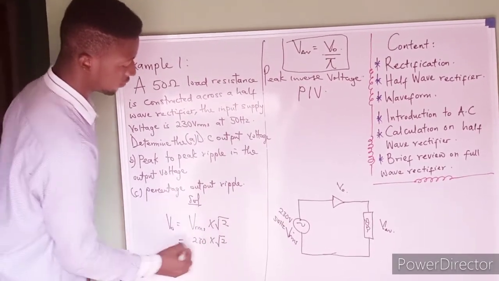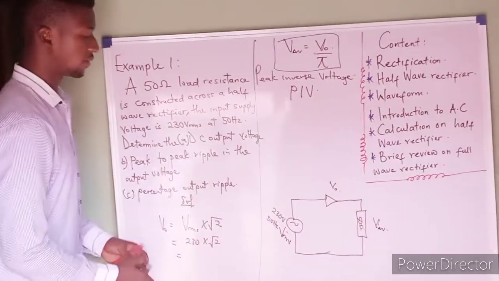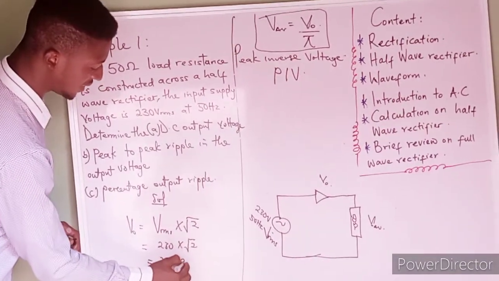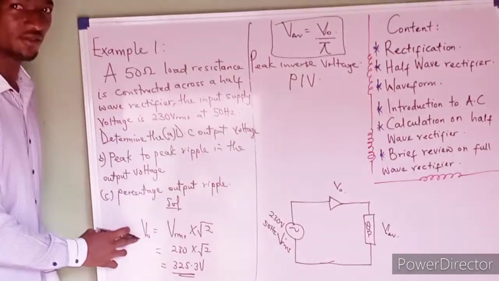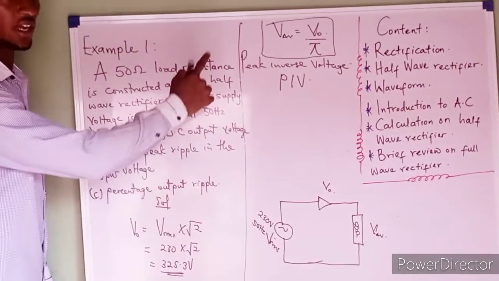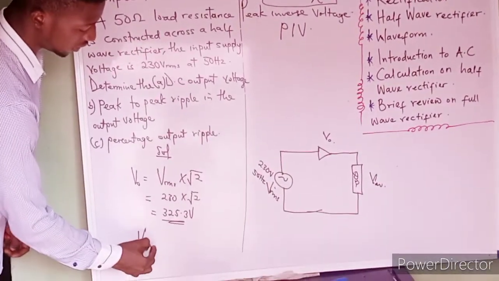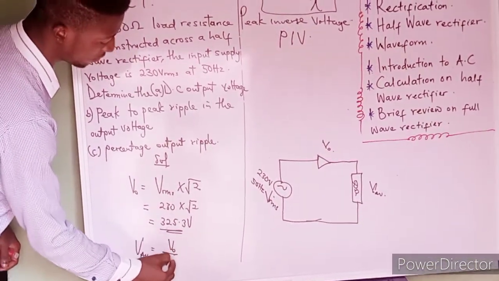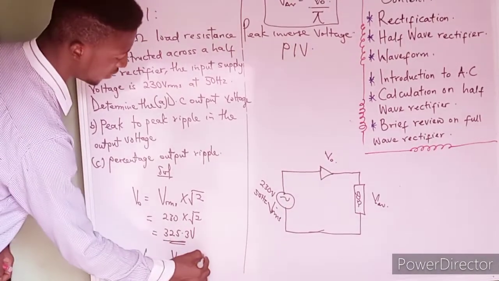And this is times root 2. When you multiply these two together, what do we get? We have 325.3 volts. This is our peak voltage, but not the output voltage. How do you get the output voltage? Your output voltage will be V naught over pi. And what's our V naught?